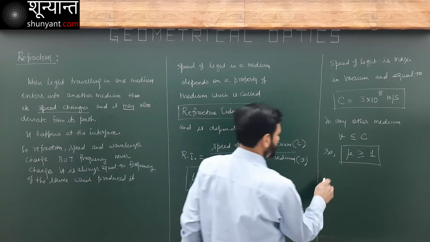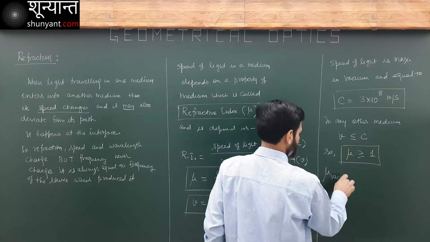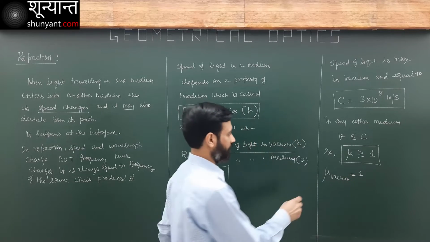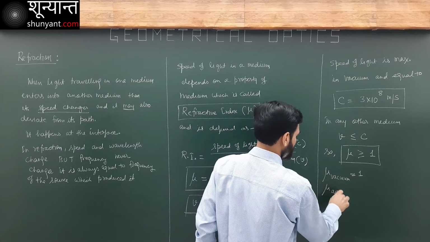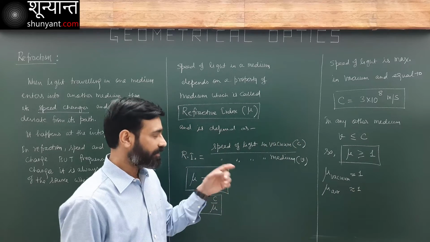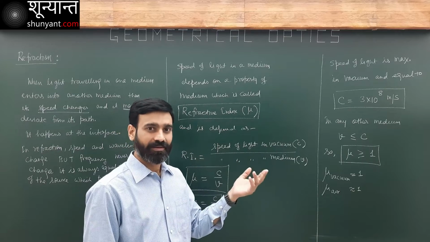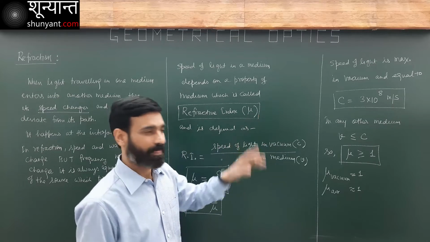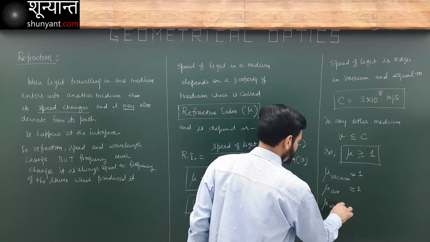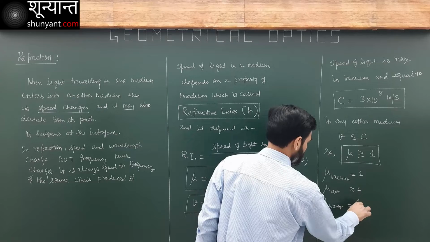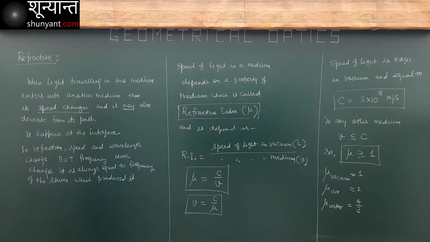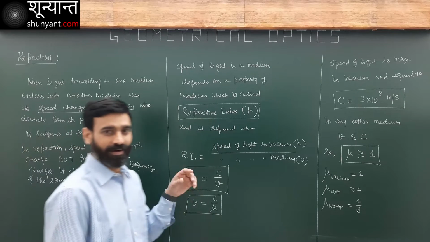Mu of vacuum is equal to 1, exactly equal to 1. Mu of air is approximately 1. So we can say that the speed of light in air is approximately the same as that in vacuum, equal to C. Now there is one other standard material, that is water. Its refractive index is equal to 4 over 3.